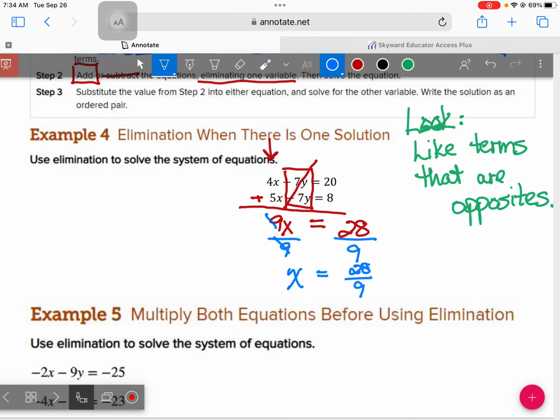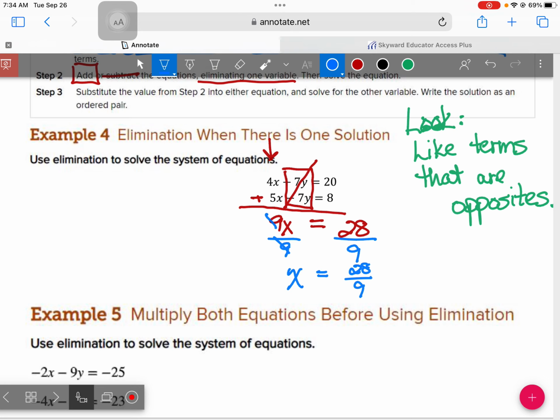Ooh, yep. I think that's strange. They started off with one that had a fraction in it, but that's all right. Okay, so then I need to substitute that in. Which equation should I use? Does it matter? No, because I could use either one of them.